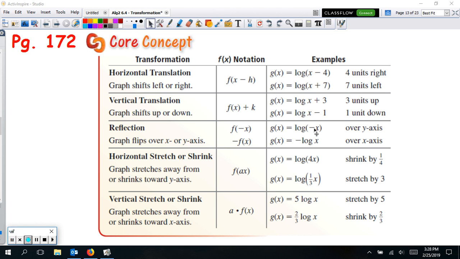So inside with x is horizontal. Flipping over the y-axis, this one's going to be outside, in front of the x, so it's the vertical flipping over the x-axis. Same idea with the stretching and shrinking. All of this is the same stuff. So let's apply that now. We're just going to do some that apply it to the logarithms.